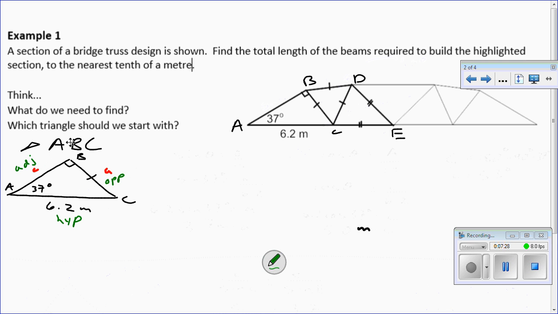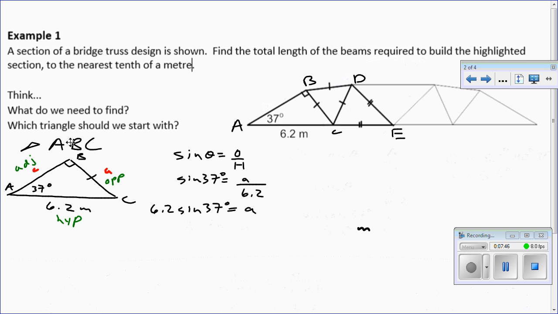Now, based on that information, we've got sine of theta is O over H. When we substitute, we have sine of 37 is equal to A over 6.2. Bringing 6.2 to the other side, because it's division, it becomes multiplication, so we end up with this equation for A. Solving for A, you end up with 3.7 meters, because we said we needed to round to the nearest tenth of a meter. So that is A, 3.7.